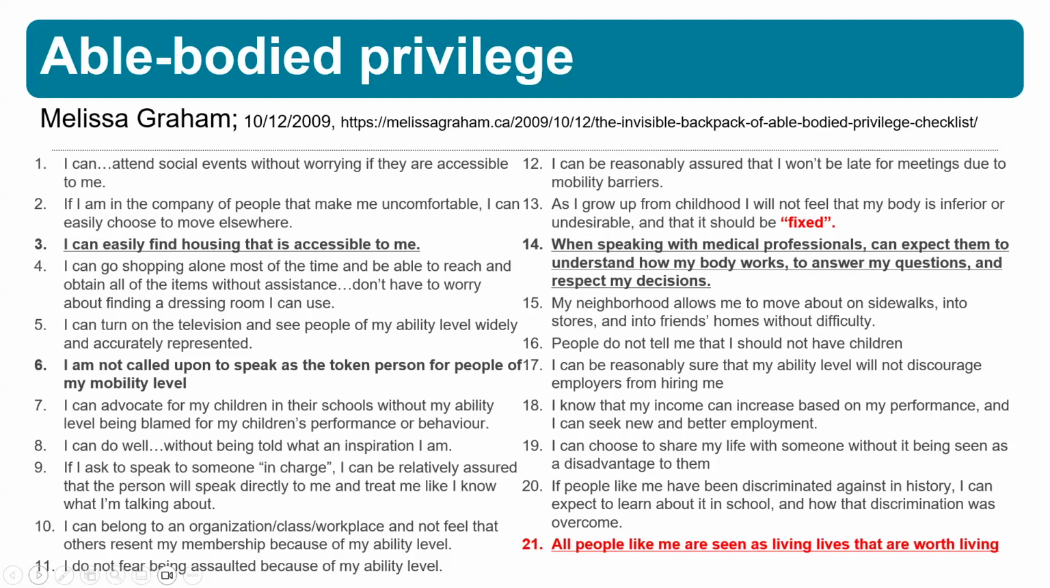Growing up from childhood, I will not feel that my body is inferior or undesirable and that it should be fixed. When speaking with medical professionals, I can expect them to understand how my body works, to answer my questions, and to respect my decisions. And then number 21 was so powerful to me: that all people like me are seen as living lives that are worth living.